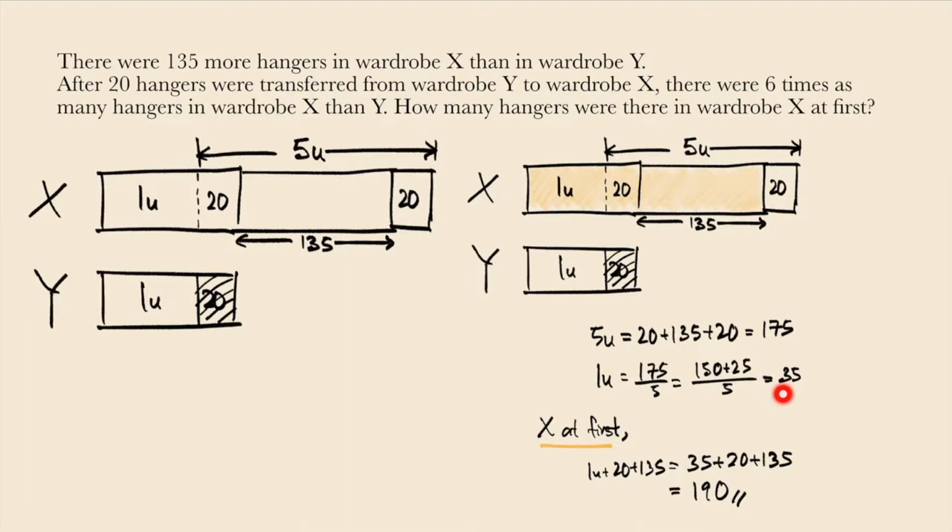We are interested in X at first. Now X at first is this orange portion here, which is this block plus this block, not counting the 20 that came from Y. So we are really interested in 1U plus 20 plus 135. So that gives us an answer of 190. So make sure that your model is clearly drawn so that you can keep track of what exactly was X at first.